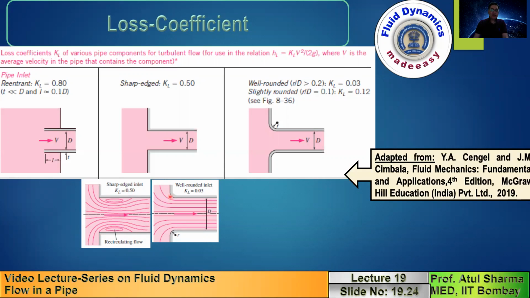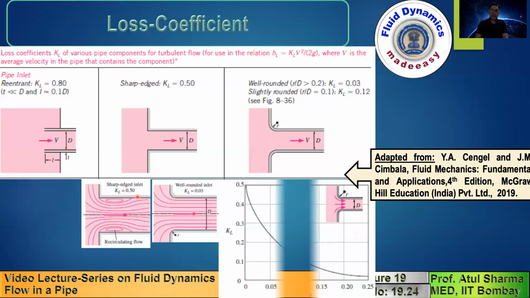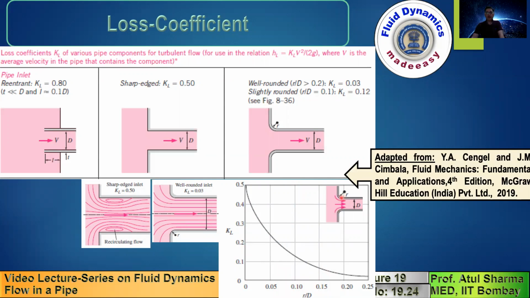Whereas if you have a well-rounded entry, the fluid which is coming doesn't find a sudden turn and it can gradually maneuver the path. So in this case, you can see that the loss coefficient reduces as low as 0.03 and for a sharp turn, it is as high as 0.5. There is a figure for various radius for the 90-degree turn; the variation of loss coefficient with increasing rounding radius is shown by this figure.